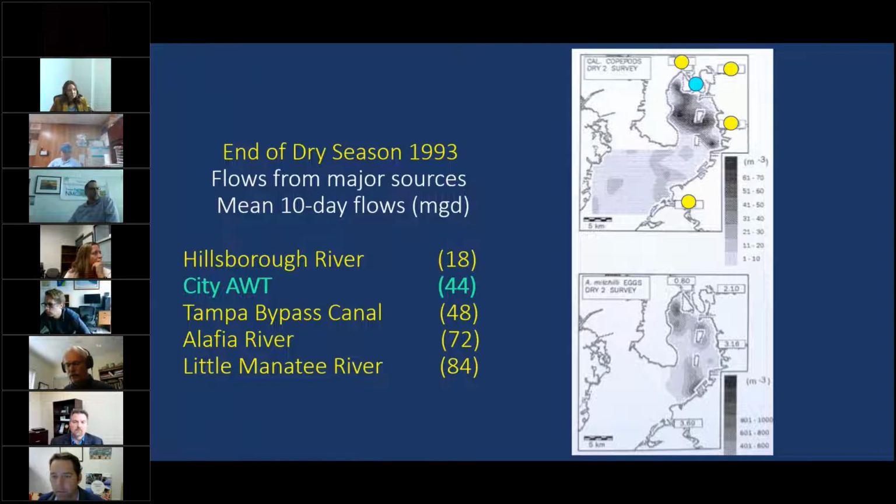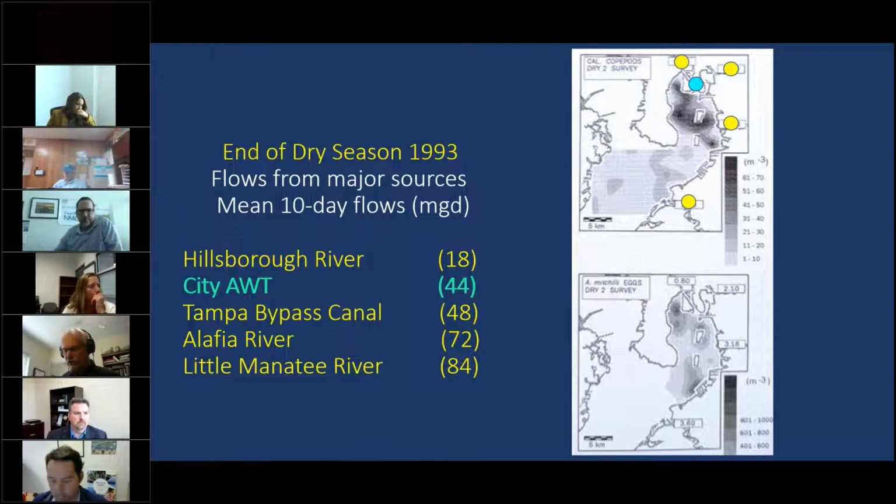So again, let's look at the flow numbers for the 5 freshwater sources at the end of the sampling of the dry season in 1993. You can see that Hillsborough River is again low, as this represents flow only from Sulphur Springs. But note that the flows from the city's wastewater treatment plant and the bypass canal are about 44 and 48 MGD. Flows from the Alafia and Little Manatee rivers are also much reduced from their wet season values. Next slide, please.